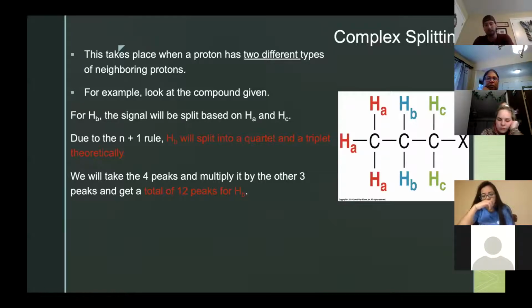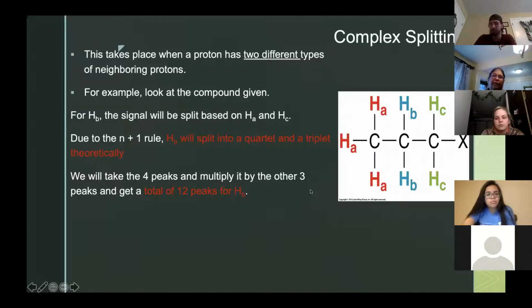When you think about it, because of the N+1 rule, HB will theoretically split into a quartet and a triplet. HC will cause HB to split into a triplet, and HA will cause HB to split into a quartet. But since it's complex splitting, with both of them having an effect on HB, we take the 4 peaks and multiply by the 3 peaks, the quartet and the triplet, to get a total of 12. So it's going to show up as 12 peaks.